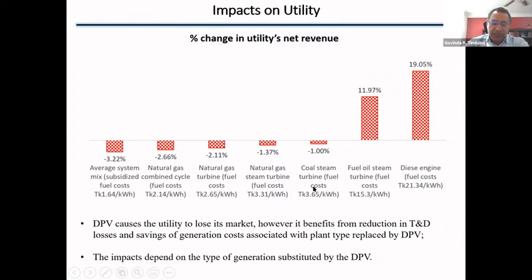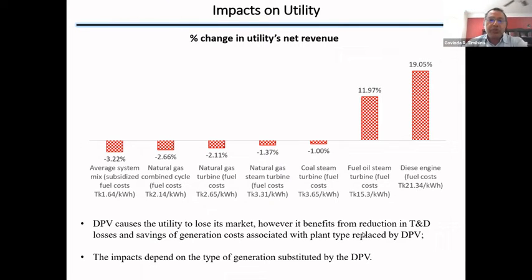But Bangladesh uses a lot of fuel oil to produce electricity. So in this case, it's expensive. In this case, the utility saves a lot of fuel costs. So whether it's a fuel oil or diesel, in this case, the utility gains, so it doesn't lose.